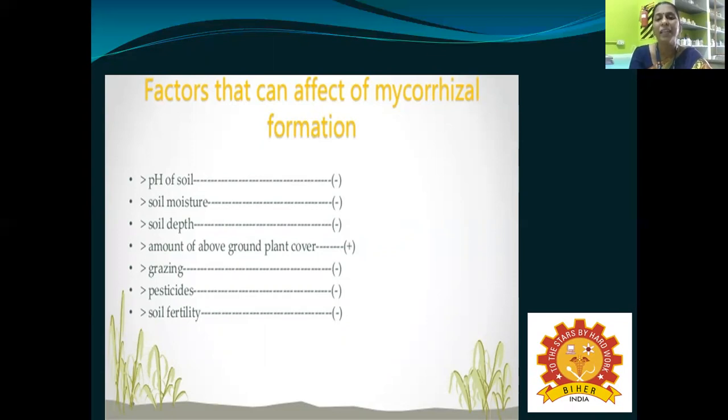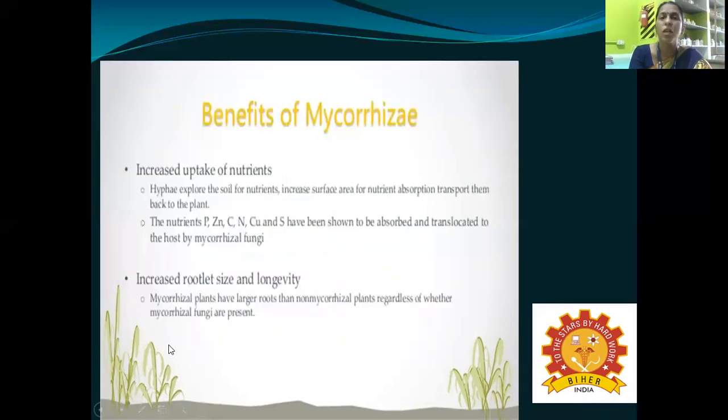And what are the factors that affect mycorrhizae formation? The first important factor is the amount of above-ground plant cover, because the mycorrhizae are present inside the soil. So these factors play a significant role. But soil moisture, soil depth, grazing, pesticides and soil fertility are very minor factors that can affect mycorrhizal growth. And then what are the benefits of this mycorrhizae?